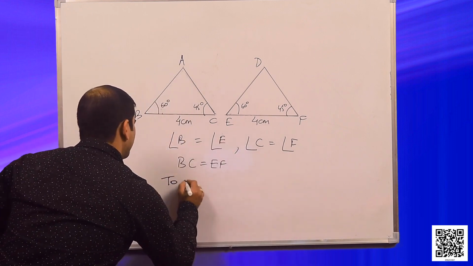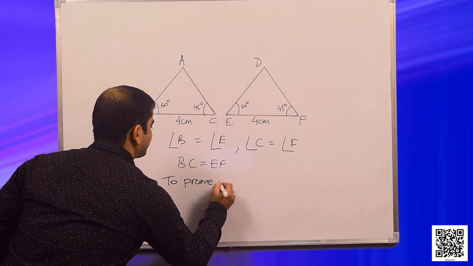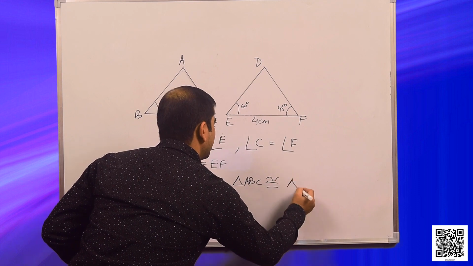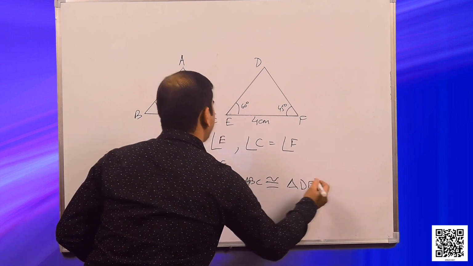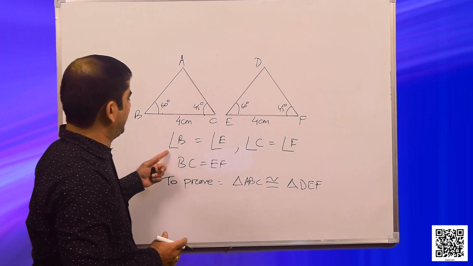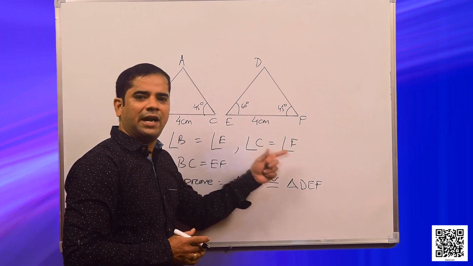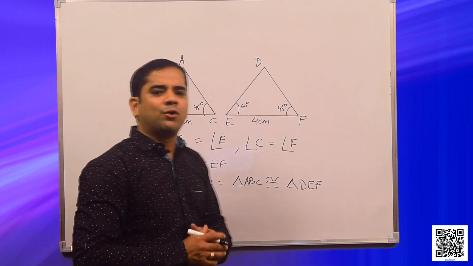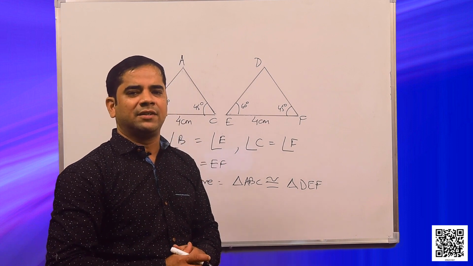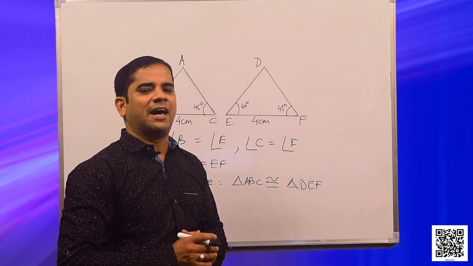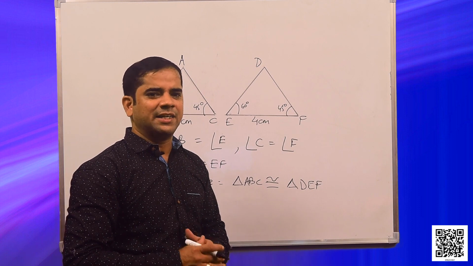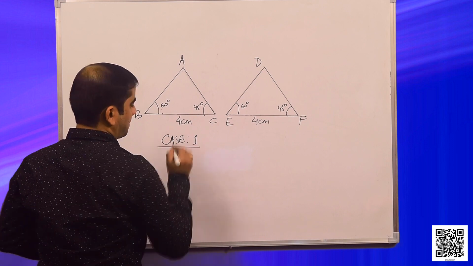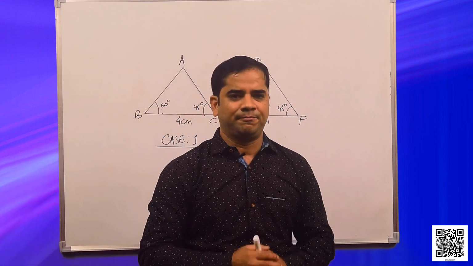So, to prove triangle ABC is congruent to triangle DEF, we have these three data given, that is angle B is equal to angle E, angle C is equal to angle F and BC is equal to EF. Okay? For proving the congruence of the two triangles, see that three cases arise. What are they? Let us discuss case 1.